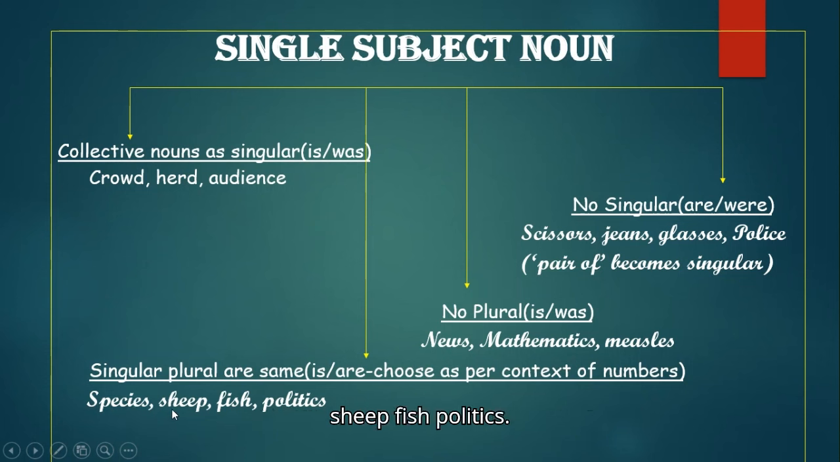Similarly, sheep, fish, politics. All these words do not change their forms, but in case we want to mention the plurals, the verb form decides whether the number is plural or singular. So these words do not change their forms, so we need to decide the verb form depending on the context.